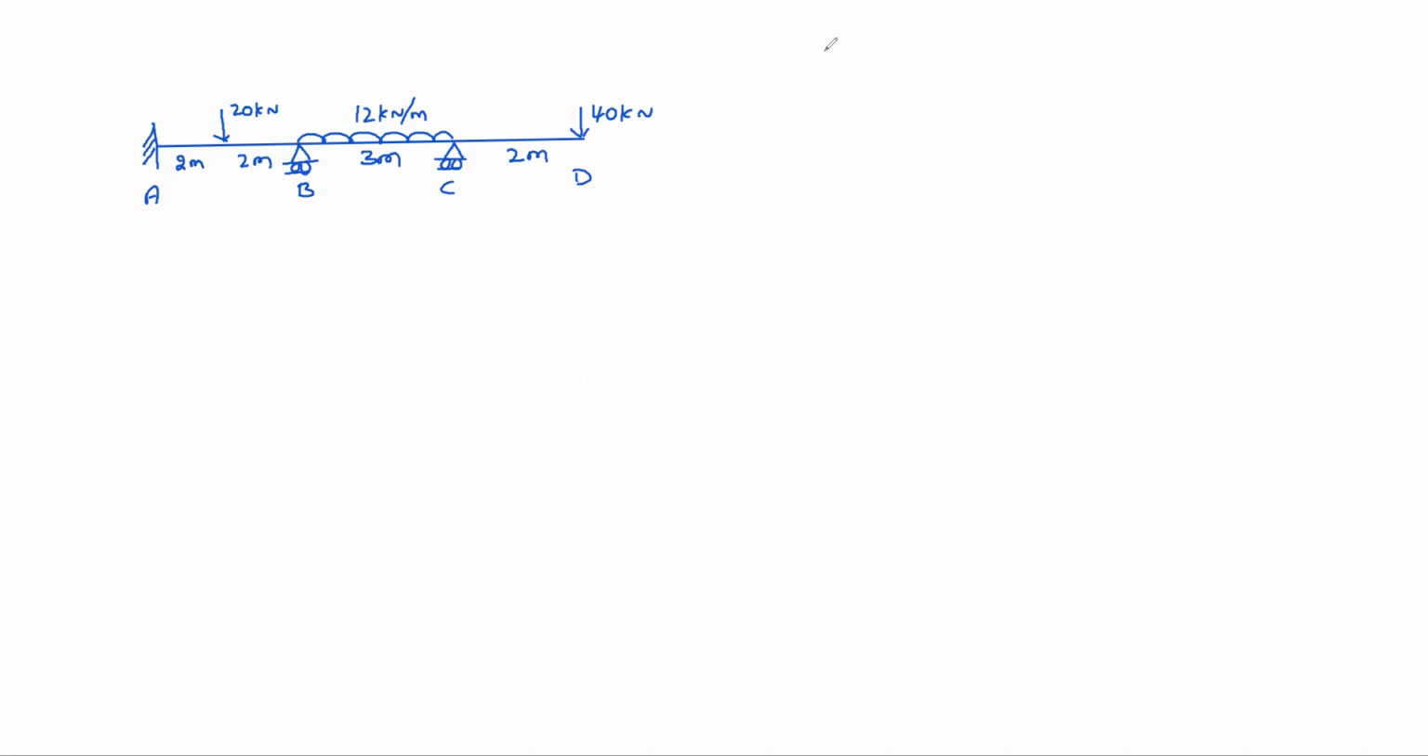Now, what is MFAB? Minus 10. MFBA plus 10. MFBC, 3 square by 12, minus 9. MFCB plus 9. MFCD, if you want to fix it, you need 40 into 2, minus 80. Okay, opposite clockwise couple is there, 40 into 2. To fix that, anti-clockwise minus 80 is required.